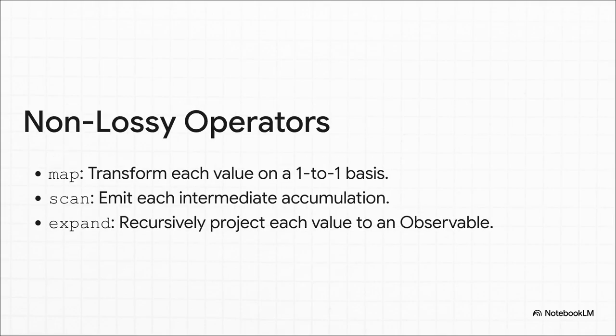Now, on the flip side, you've got your non-lossy operators. And the king of this category is, of course, map. It's your classic one-to-one transformation. For every value that comes in, exactly one value comes out. Then there's scan, which is kind of like reduce's cousin. It also keeps a running total, but it emits the result at every single step, which makes it absolutely perfect for managing state over time without losing any of the history.